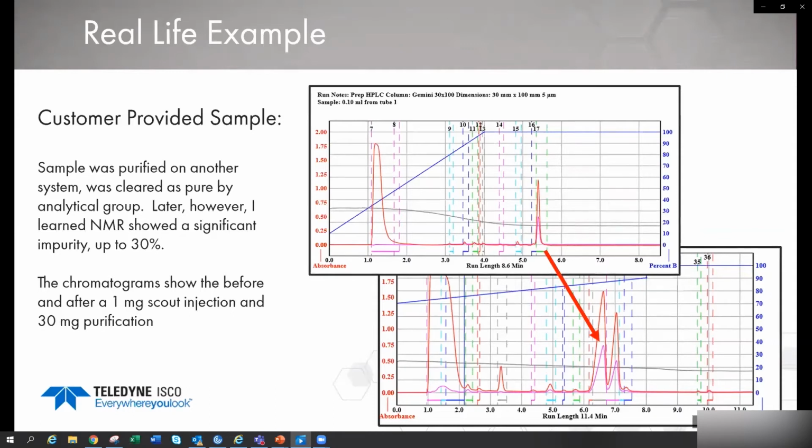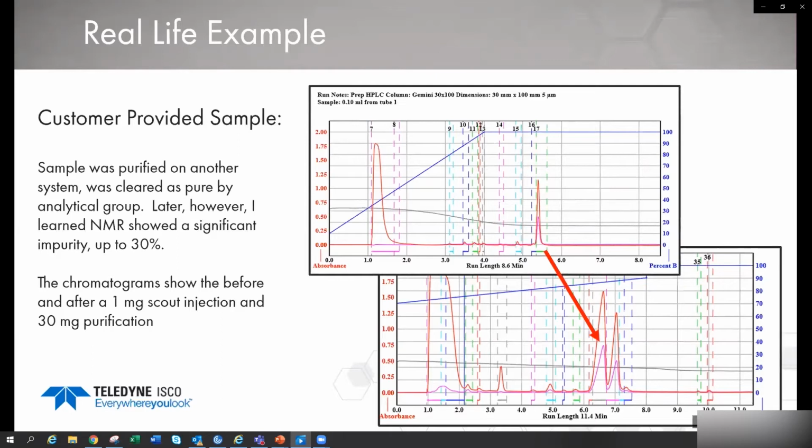And the customer kind of knew that by NMR, but didn't tell us that until after the fact. But this had already passed through their QC and was ready to ship out to a customer prior to us actually taking a look at this. And we were able to save them a couple days and headaches of trying to return the material and reprocess it. We started out with a 1 milligram Scout of the sample, and we were able to actually purify about 30 milligrams of the material per injection.